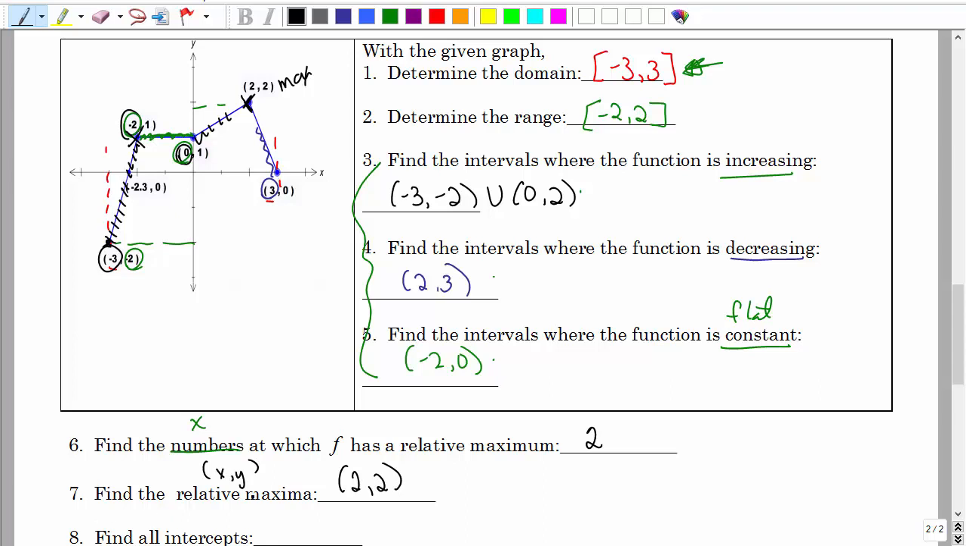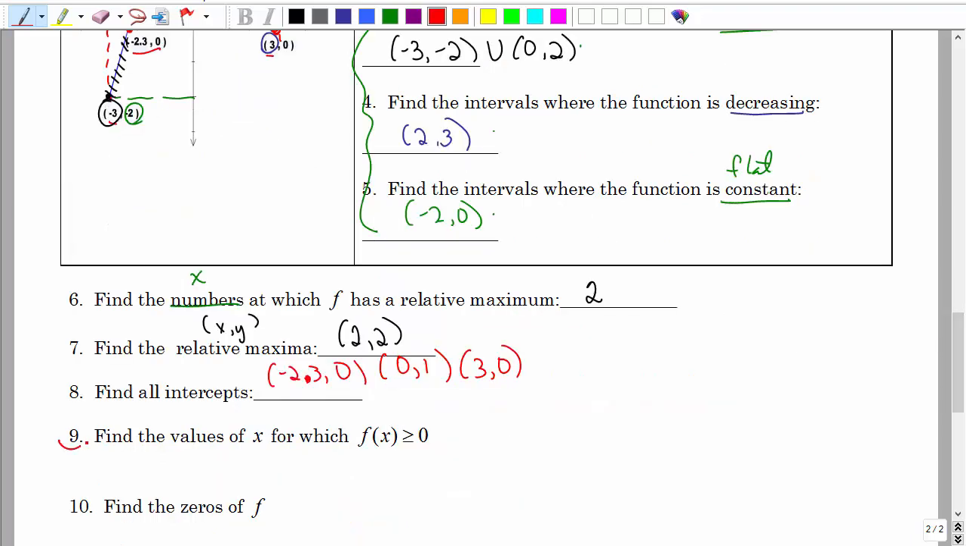And then number 8, find all the intercepts. So where does it cross the x-axis? Where does it cross the y-axis? And this is nice because these are all labeled for you. That's a dot, -2.3, 0. We have 0, 1, and we have 3, 0.